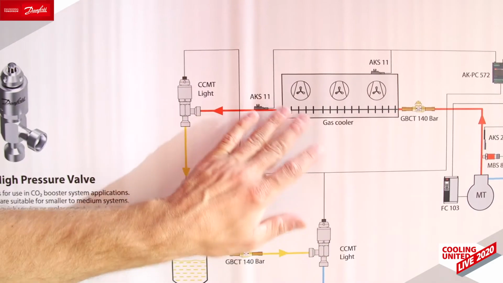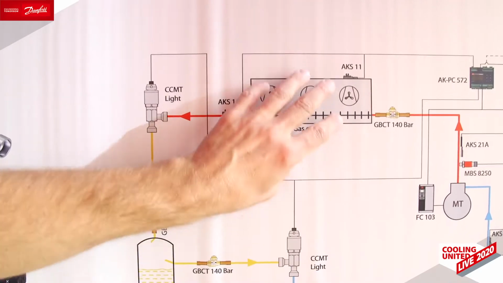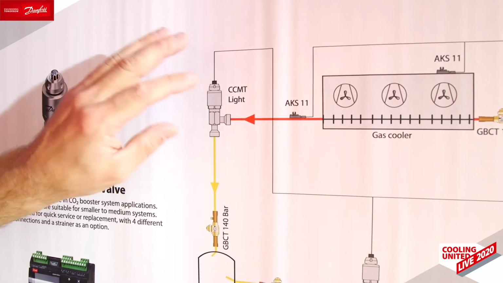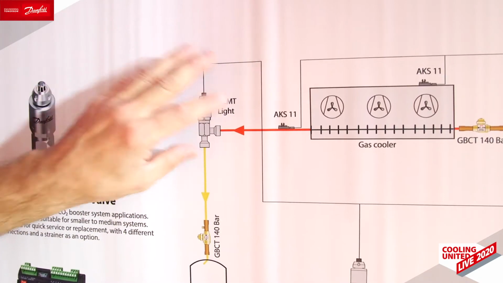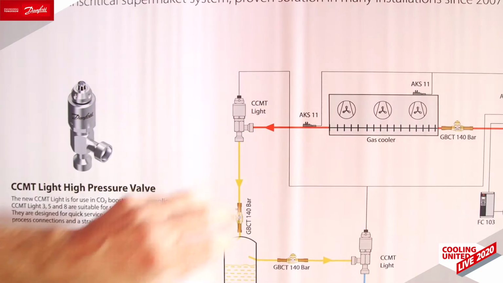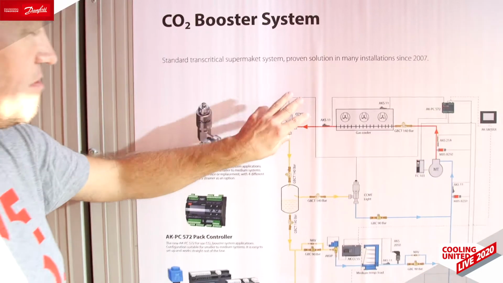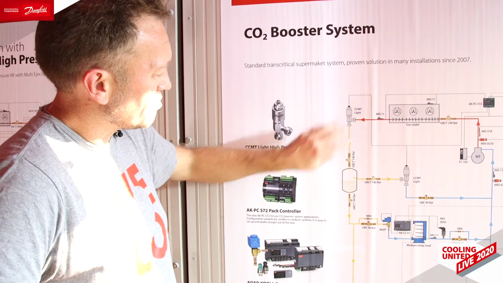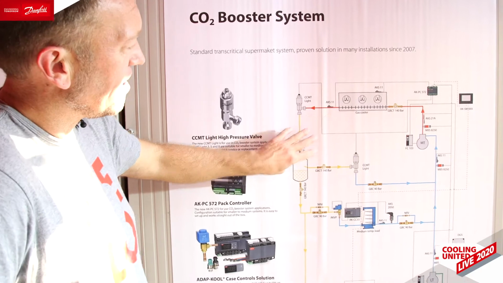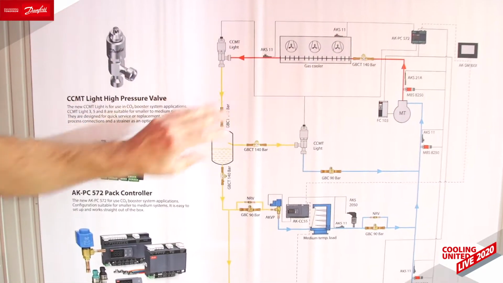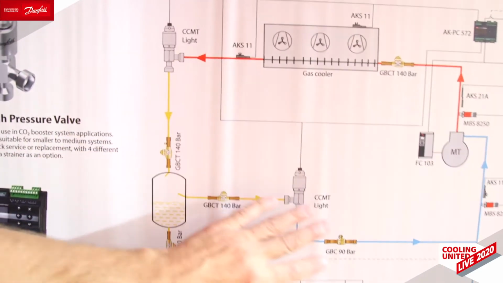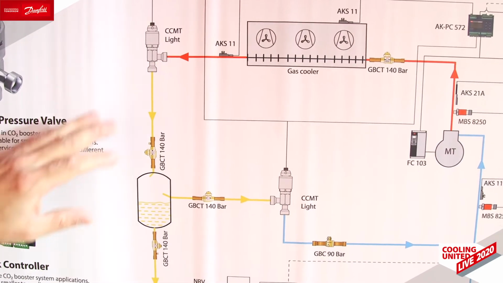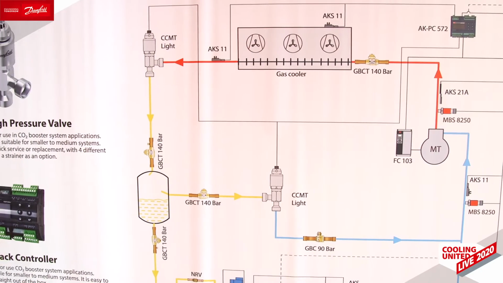We are using the fans to control the temperature, as we are using the high pressure valve to control the pressure of the gas cooler. And here on this drawing we see the CCMT Lite, which is a new valve that has also been introduced yesterday. We also have the DBCT shut-off valve in various places, and depending on the design of the pack, you can locate it in different positions so that it is possible to isolate the individual components and do easy service and maintenance on the system.